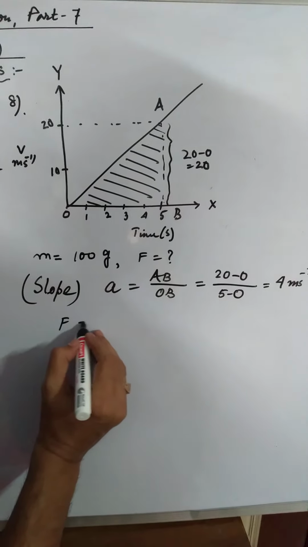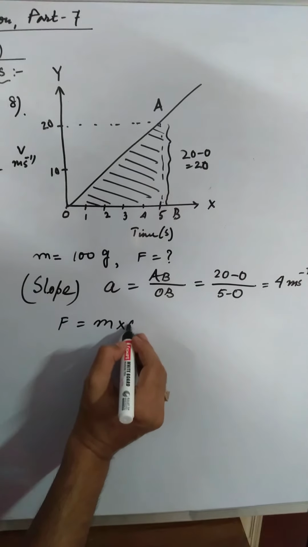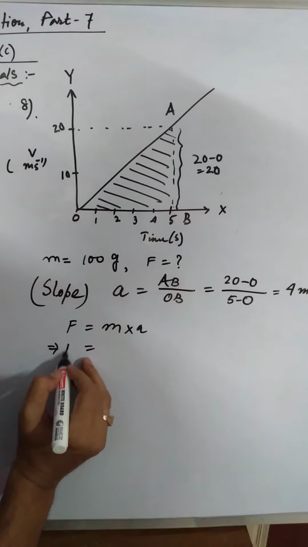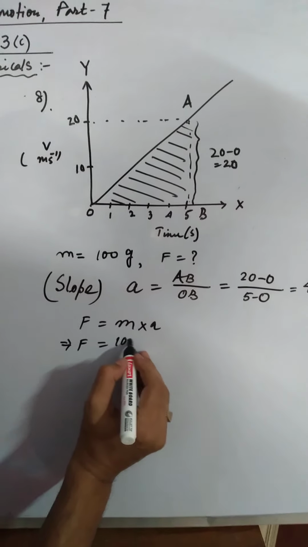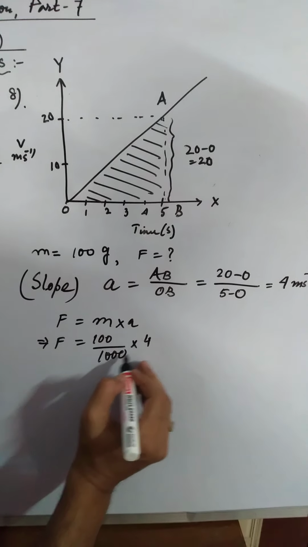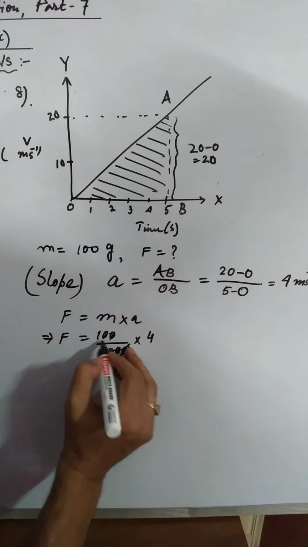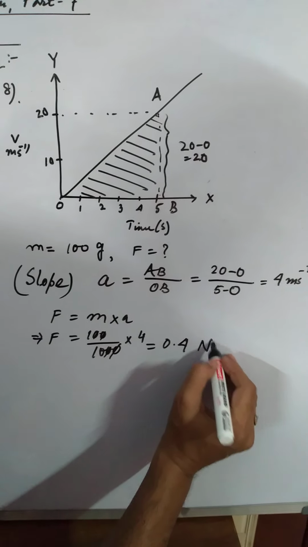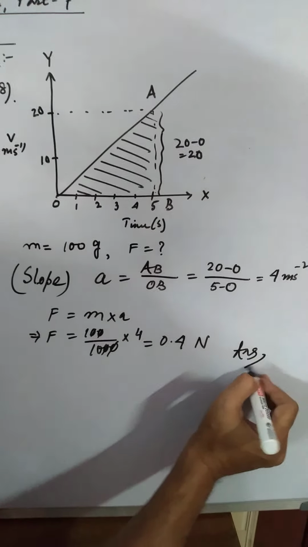Then move to the next part, F equal to M into A. Now the mass is 100 gram, convert it to kilogram, into acceleration 4. So 4 by 10, that is 0.4 Newton. Here it is, this one.